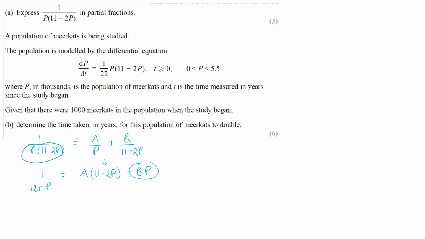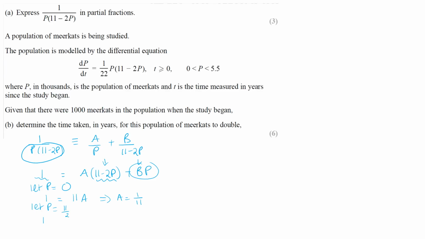If I let p equal 0, I've got no p on the left, so I'll just have 1 is equal to, when p is 0, 11a, so that will tell us that a is equal to 1/11. And then if we let p equal what will make this bracket 0, that will be when p is 11 over 2, so 5.5.